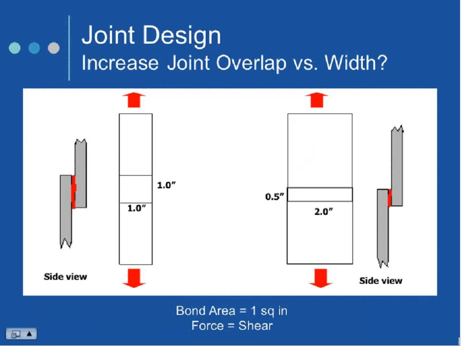So let's just see if that makes sense to you. Now we have a choice. It's kind of a little quick quiz. If we have a choice of increasing the joint overlap here, let me show you what that means. So here's my bonded assembly, two substrates. I can increase the overlap, or on the other side, I can increase the width, this length, this leading edge. And let's assume the bond area is the same, 1 square inch. The force we're going to apply is a shear force. Which of the two do you think would give you higher bond strength and resist more?